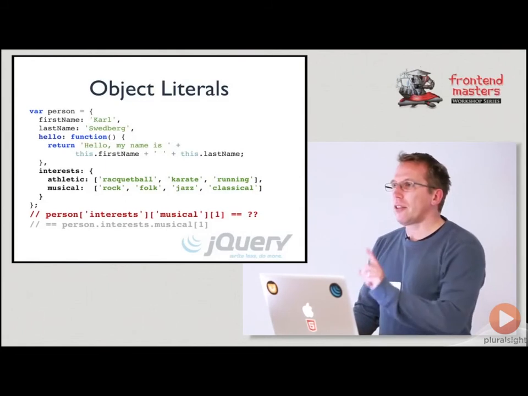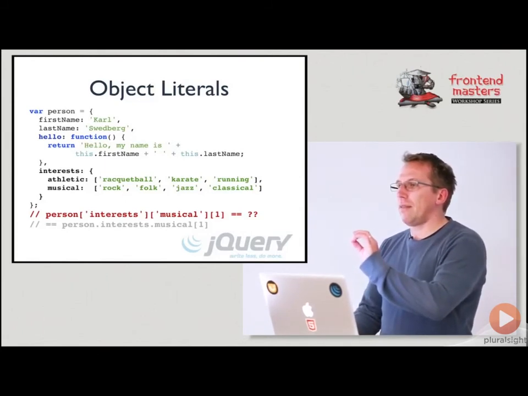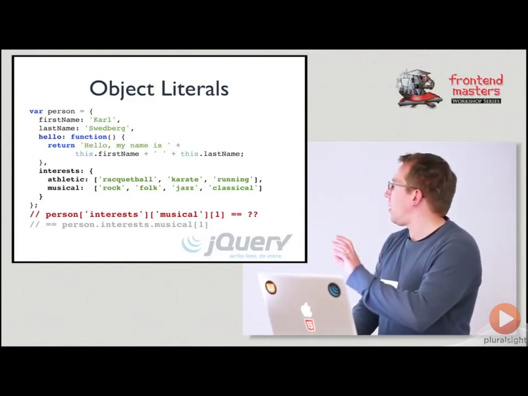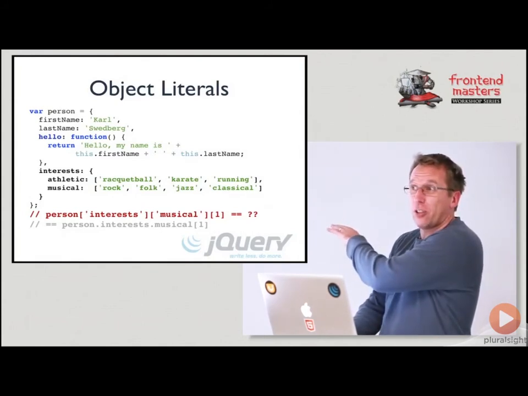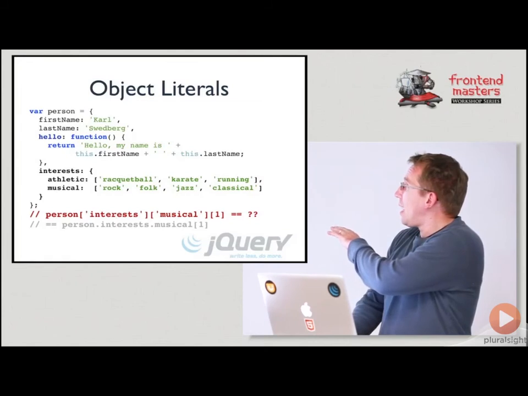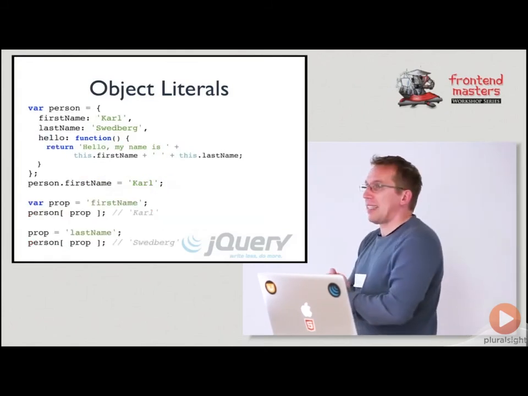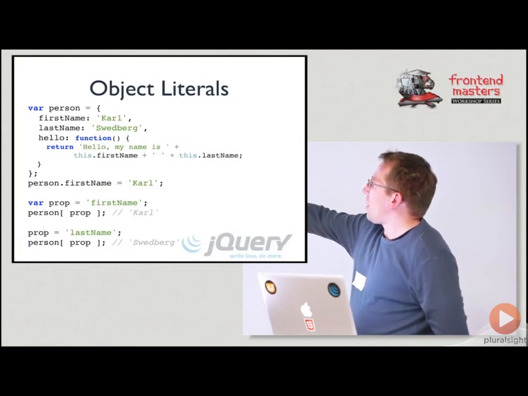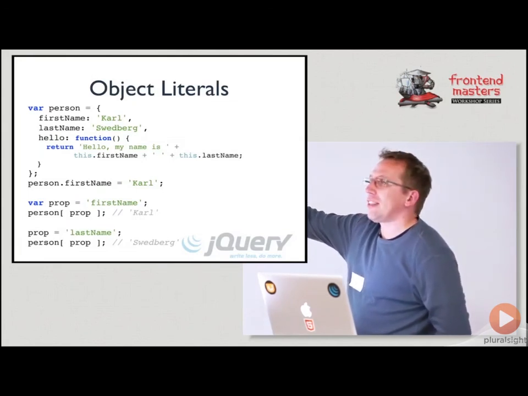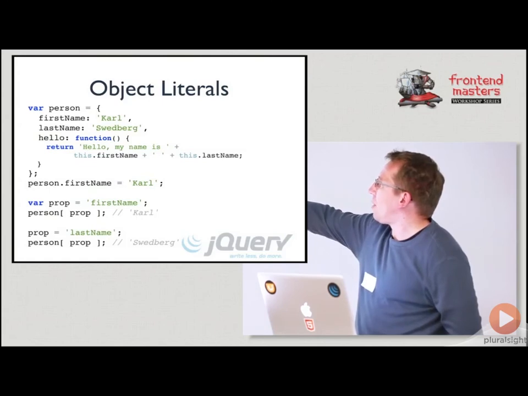But this will, I think, give you a better idea of why it's a really nice thing that those are in quotes. It allows you to do something like this: person.firstName equals Carl. I can set the properties now by doing dot notation.